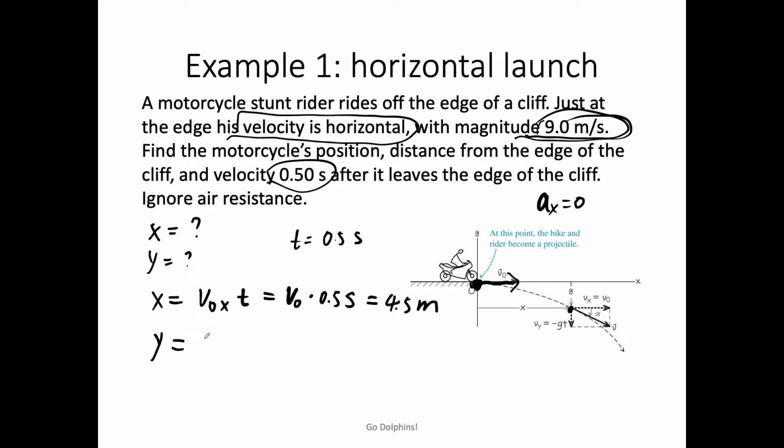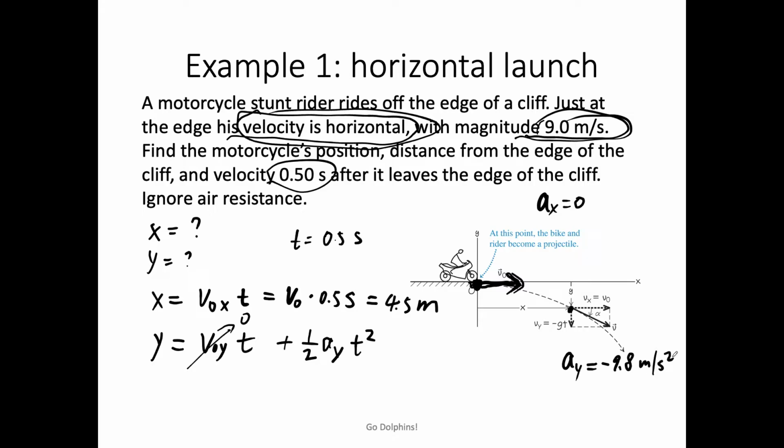So we know the initial position, we know the initial velocity in the y direction, right? The initial velocity is entirely in the horizontal direction, so there's no y component for the initial velocity. The initial velocity in the y direction is 0. And we have 1/2 a_y t squared for constant acceleration motion. This is the third kinematic equation for constant acceleration motion. And we know a_y is negative 9.8 meters per second squared.